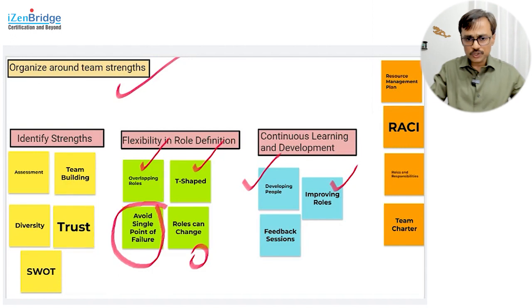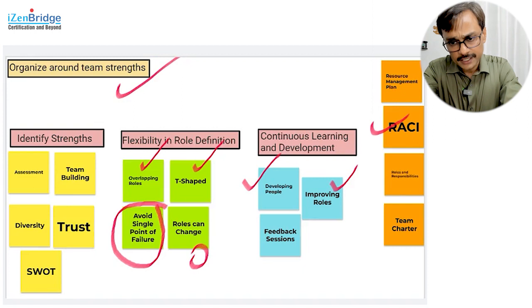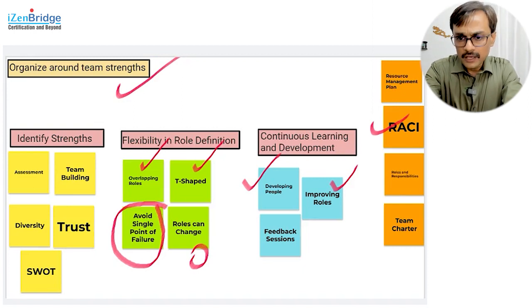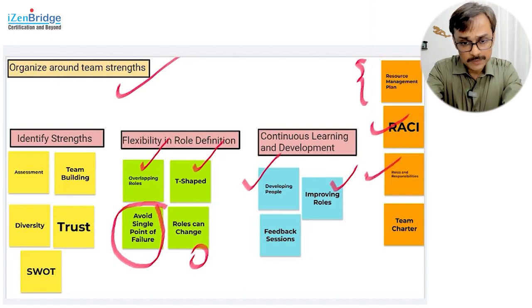Now, as a demonstration of these things, identification of strengths, roles, and responsibility, we might end up using a RACI matrix, which can help us in identifying who is responsible, accountable, should be consulted and informed. You might already know, in a predictive life cycle, you may use a resource management plan, which clearly tells the roles and responsibility and details about it, and may have an organization structure of the project as well. You may have a general roles and responsibility document which could be a part of your resource management plan in case of the predictive way of working.